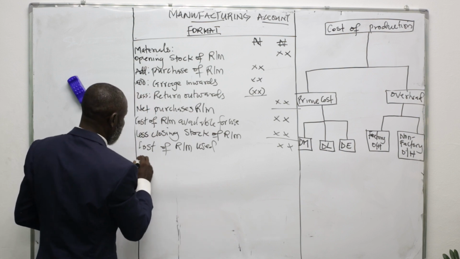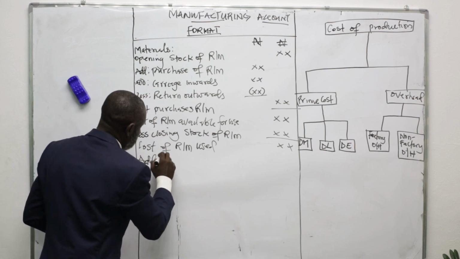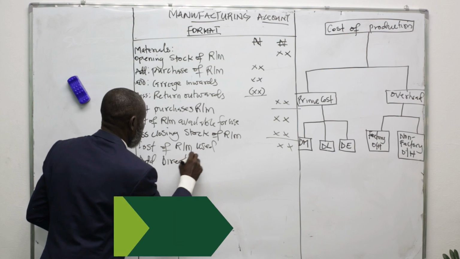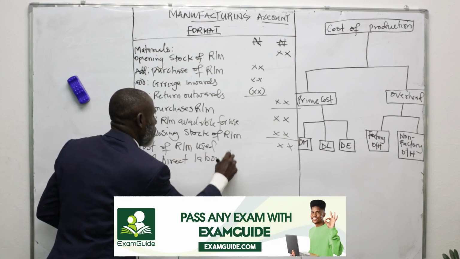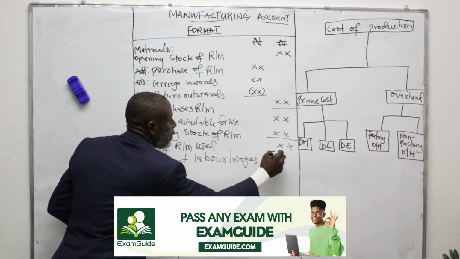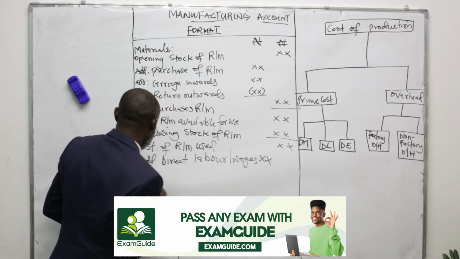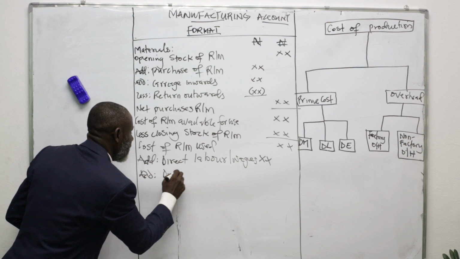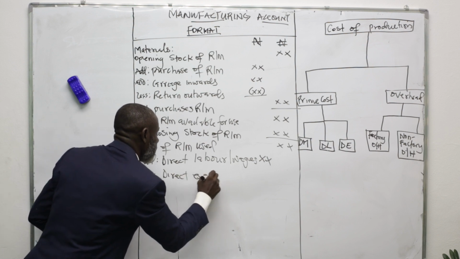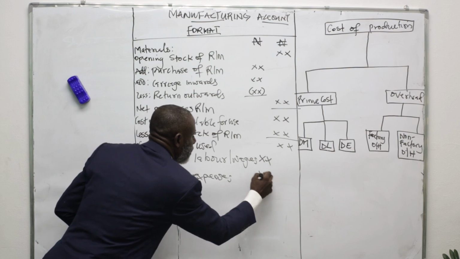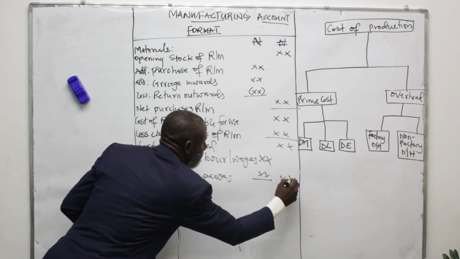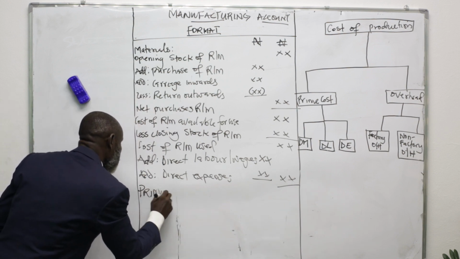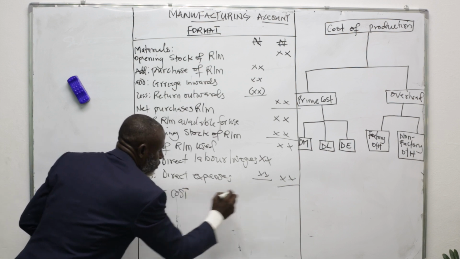So at this point, you add your direct labor or wages. You add your direct expenses. And then what you have then is what we now refer to as our prime costs.